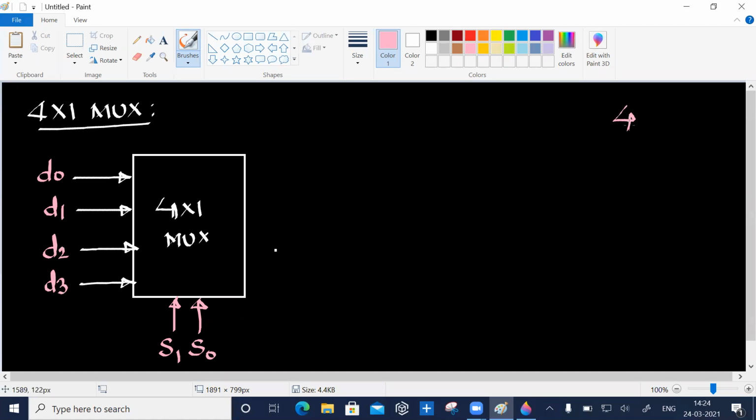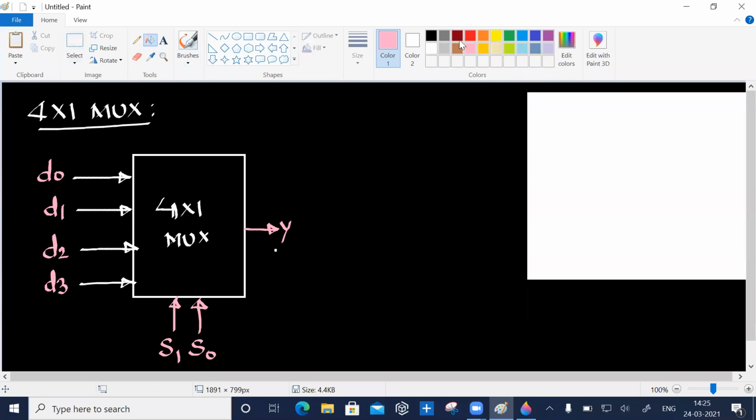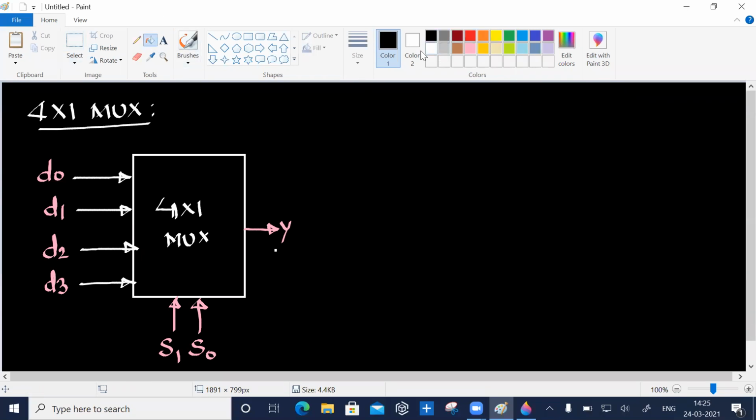When I say 4 by 1, how would I write this? I would write 2 power 2 by 1. The 2 power 2 indicates the number of inputs, and the 1 indicates the output. So I have a straightforward 1 output, and that output I will take as Y. All right, let me remove this first.